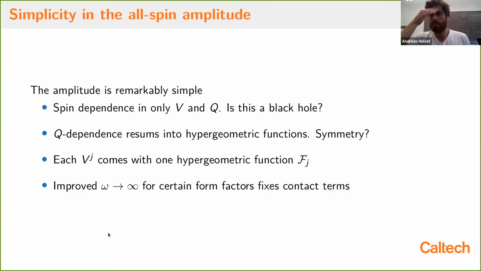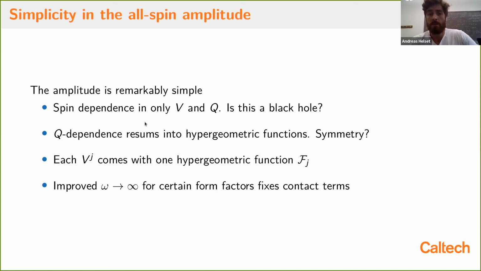So the resulting amplitude is remarkably simple. By assumption, it only depends on spin through V, capital V and capital Q. And you might ask, is this a black hole? And that requires an input from something that we definitely know is a black hole, but it's very suggestive that this structure is there at low spin.